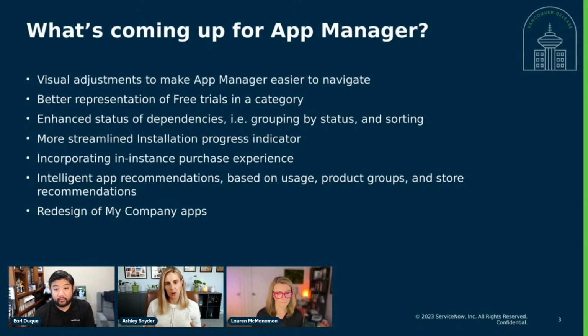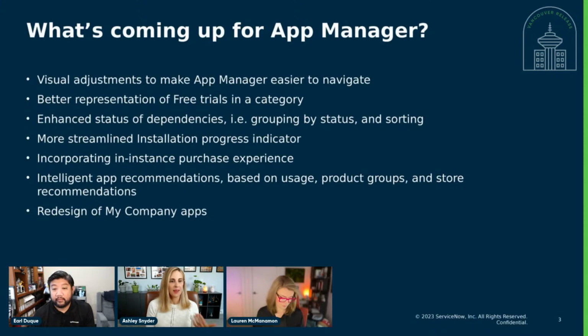Dependency grouping. We want to make sure we're grouping all the dependencies that are going to be installed together, ones that are already installed, and giving you better sorting options for looking at dependencies. Then an installation progress indicator. If you've worked in the classic app manager with a lot of dependencies, it's nested down and really hard to tell what's going on. We want to streamline that and make the progress indicator a lot easier to see, especially if you're installing a lot of dependencies.